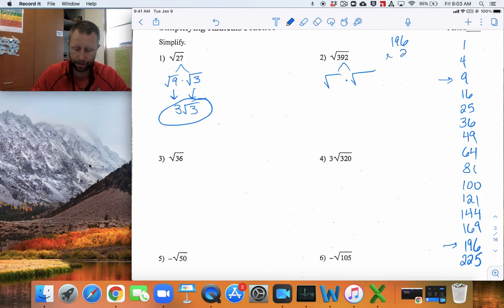196 times 2. 2 times 6 is 12. It ends in a 2. That's a good sign. 2 times 9 is 18, but add 1 is 19. And then 2 times 1 is 2, add that 1 that we carried. Look at that. It's the very first one I checked. It wasn't nearly as much work as what we thought. So I'm going to do that, 196 times 2.